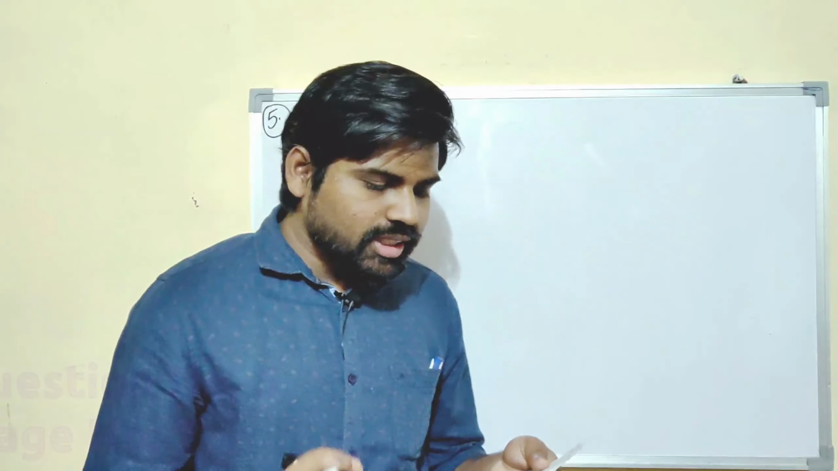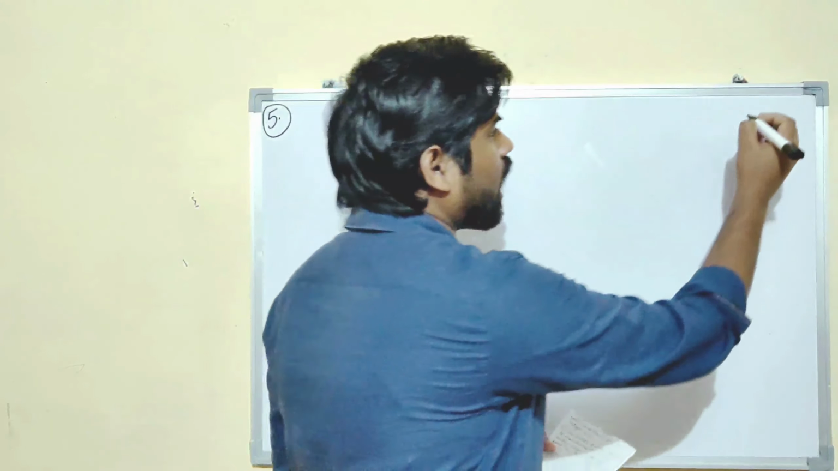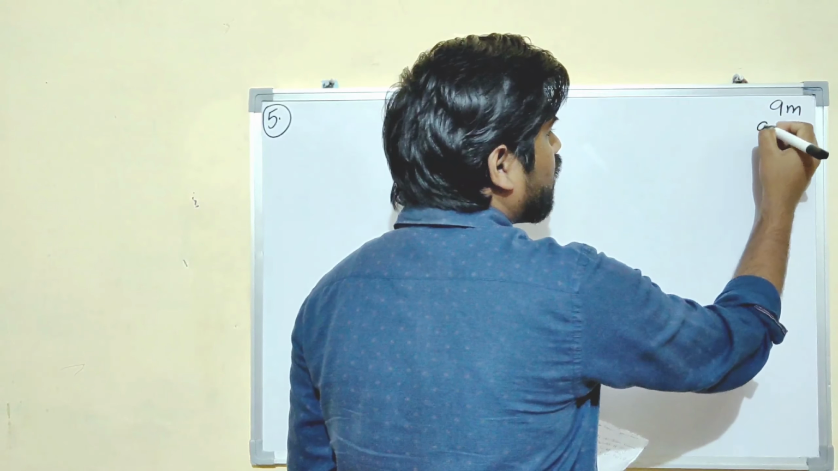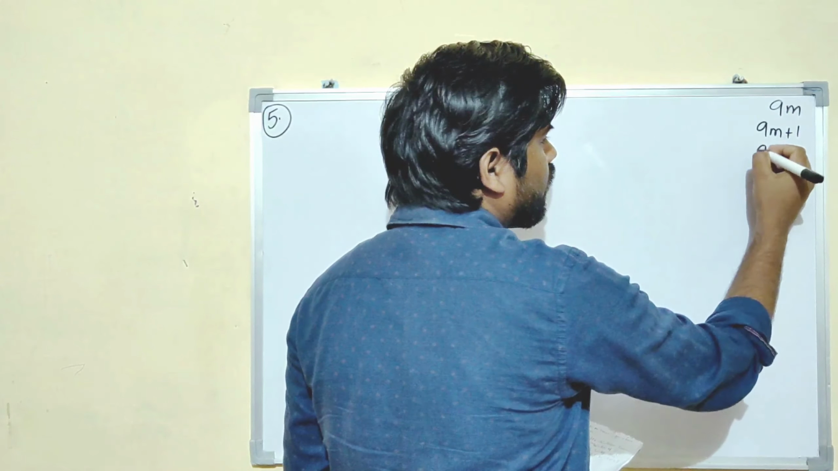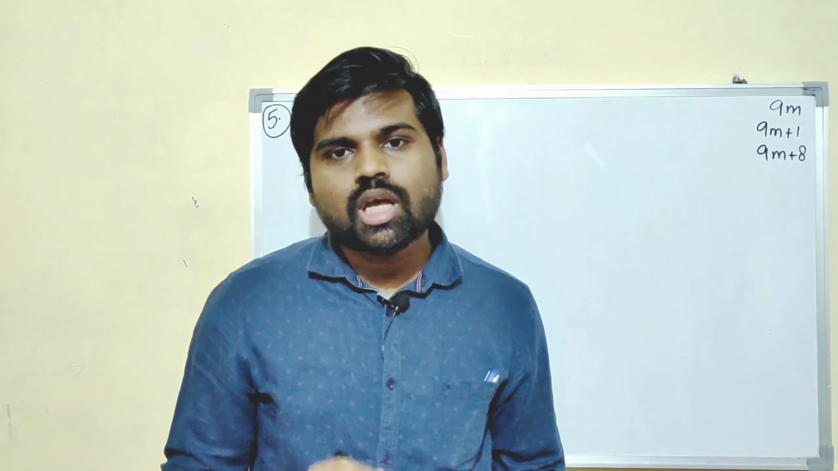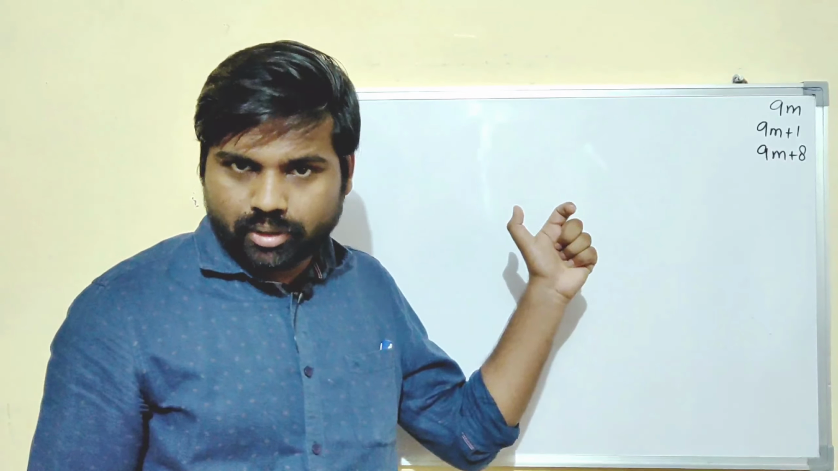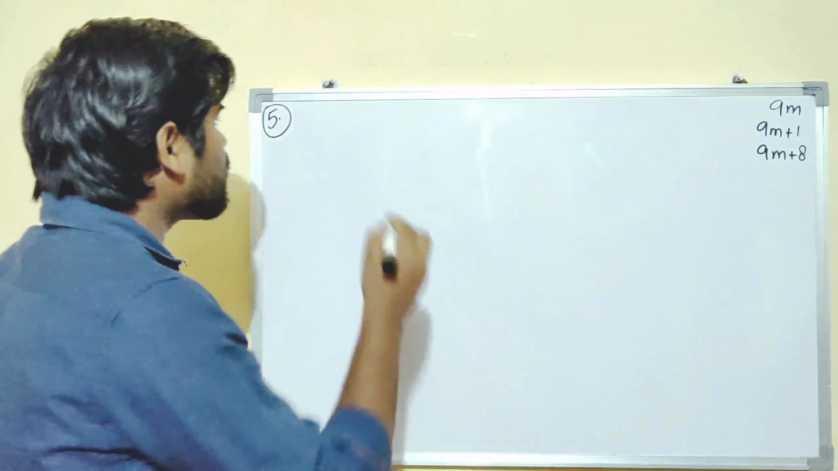Now let us see the fifth question, which says use Euclid's division lemma to show that the cube of any positive integer is of the form 9m or 9m plus 1 or 9m plus 8. Now here you can notice that it is said the cube of any positive integer. In the previous question it was the square of any integer. So do remember that we have to cube the number, not square the number.